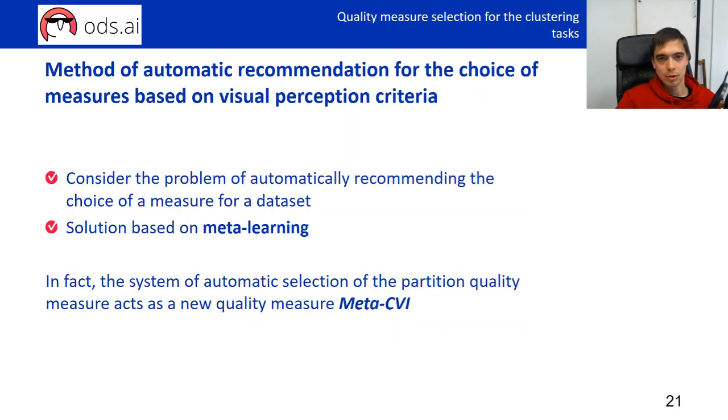Okay, so let us consider the problem of automatic recommendation of a measure for a dataset that is optimal according to the introduced criteria of visual perception. It is proposed to solve it on the basis of meta-learning. So we'll recommend the best measure using a trained meta-classifier. In fact, the system of automatic selection of the partition quality measure acts as a new quality measure. So we named it meta-CVI.